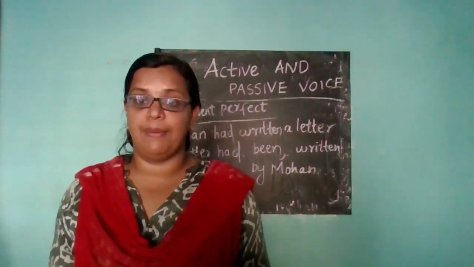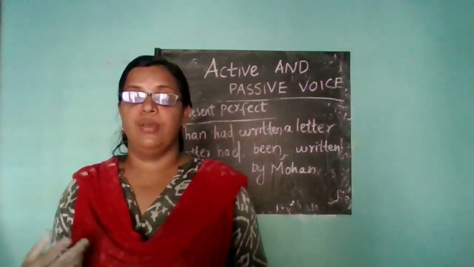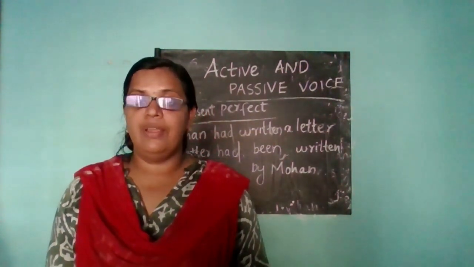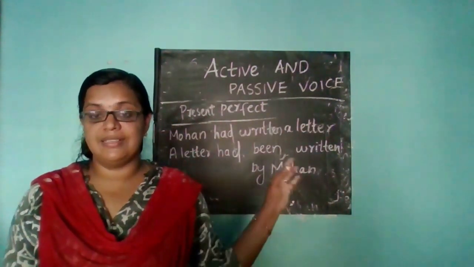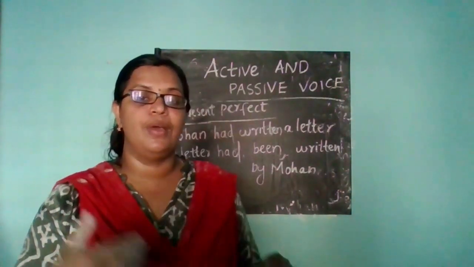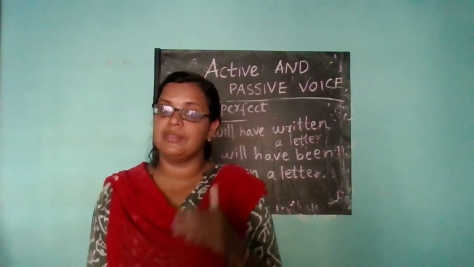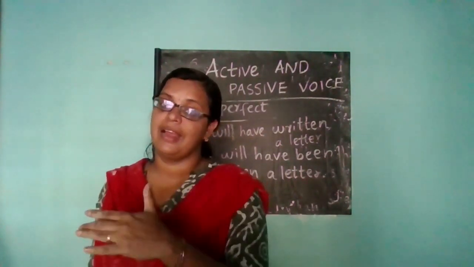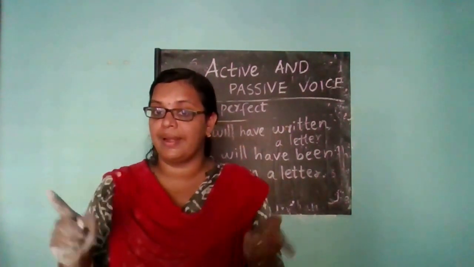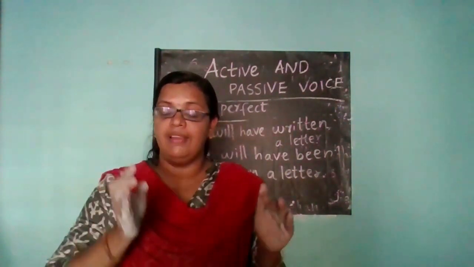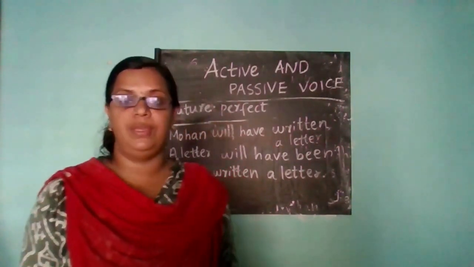Okay, now let us think about future perfect tense. What is the format of future perfect tense? Will have or shall have plus V3. Now let us see how will you change into passive form. If the tense is in future perfect, you can use will have or shall have plus been plus V3. Don't forget to write that keyword been.